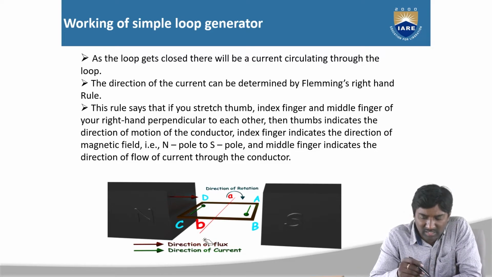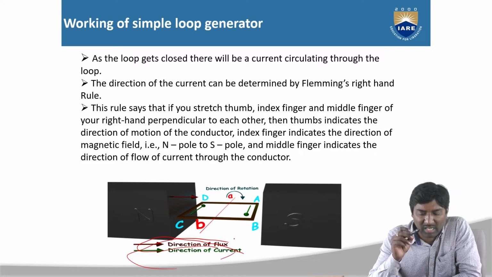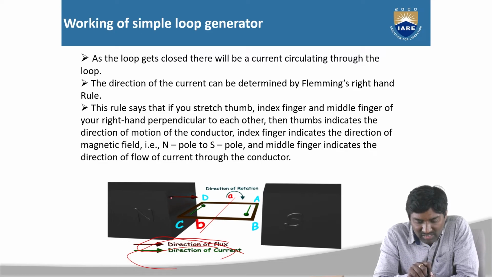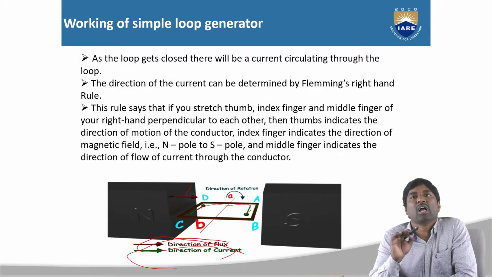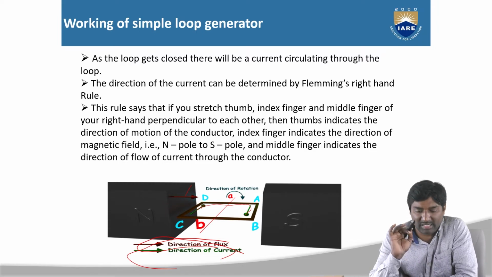Now you can observe, this is the direction of the flux in one color, and this green color indicates the direction of the current. This is the direction of the rotation of the conductor from one side to the other side. This is the vertical side of the conductor.